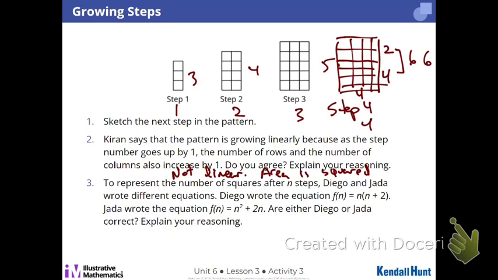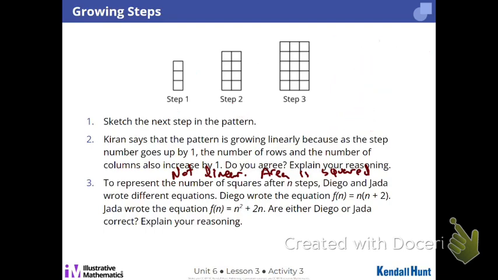Okay? Now, raise your hand if you think Diego is right. Raise your hand if you think Jada is right. Raise your hand if you think neither of them is right. Raise your hand if you think they're both right. All right. So let me prove to you why they are both right. Oh, yeah. You gotta distribute. So that is one way. You could say n times n plus 2 equals n squared plus 2n. Yeah, you just gotta distribute.